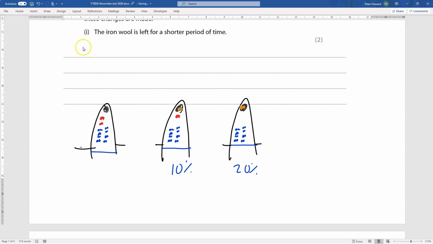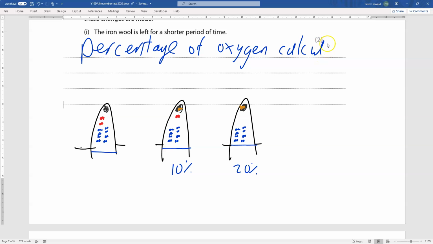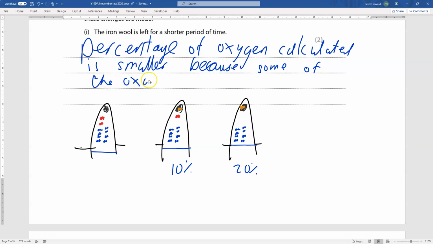So a short period of time, imagine after a second, if we try doing a calculation, we find a much smaller percentage. So the percentage of oxygen calculated is smaller, and we have to explain why, and this is because some of the oxygen is unreacted. So that's just that little bit there.